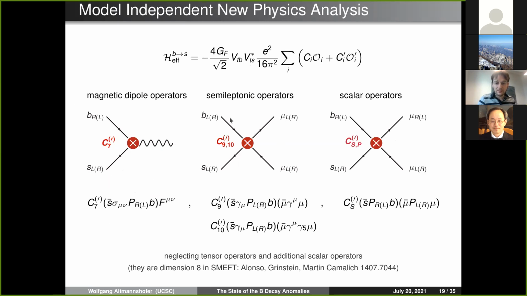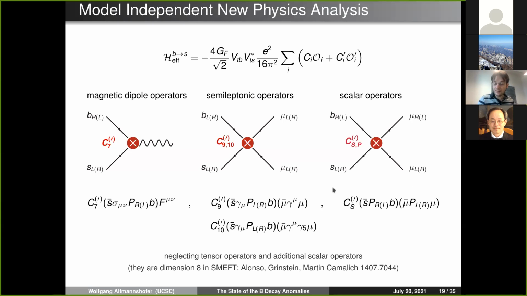one just has currents for the B to S transition and a current for the two muons, and depending what the chiralities are, these operators come with different Wilson coefficients. So C9, for example, is the left-handed current for the B to S transition, and the vector current for the muons, and the C10 would be a left-handed current for the B to S transition, and the axial vector current for the muons. And then one has the corresponding primed version, so one has right-handed current on the quark side.